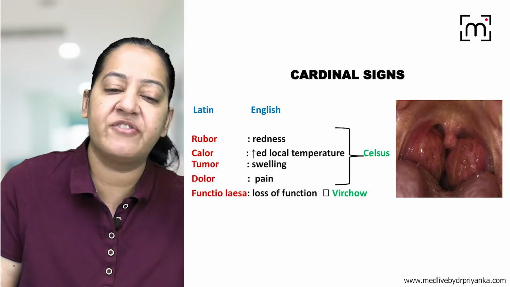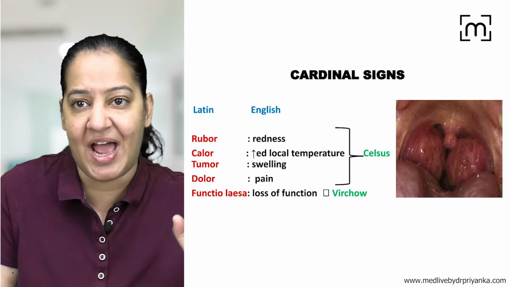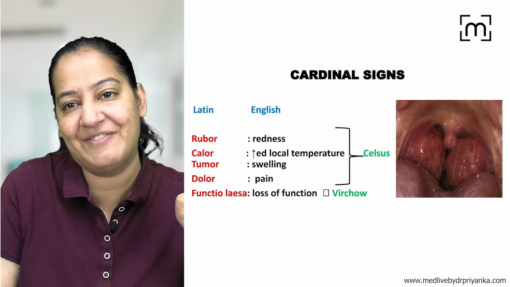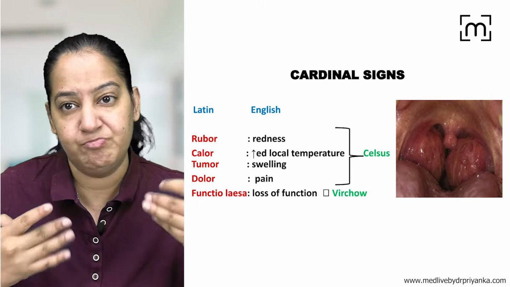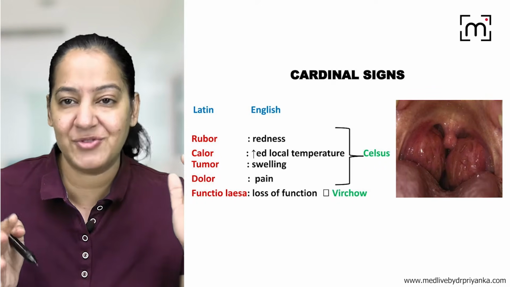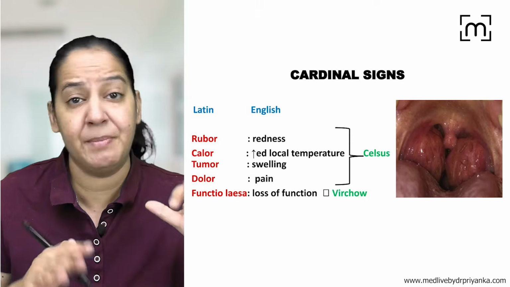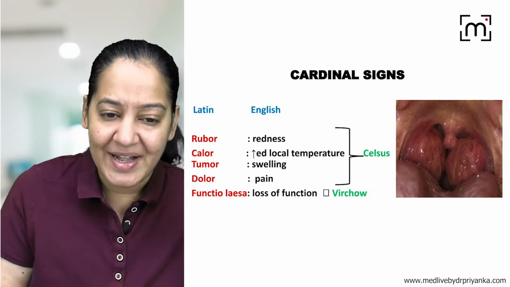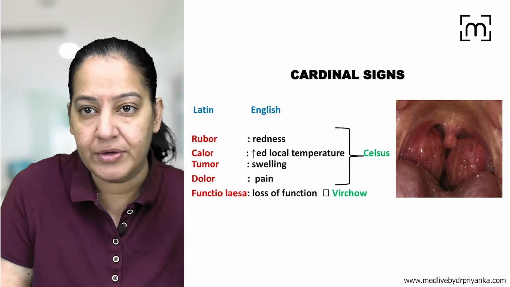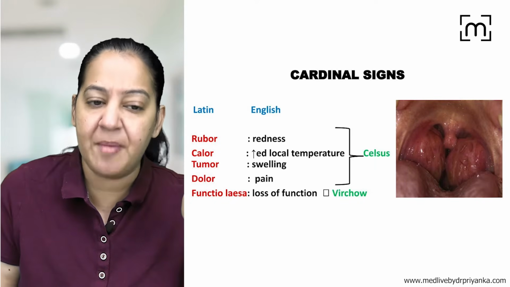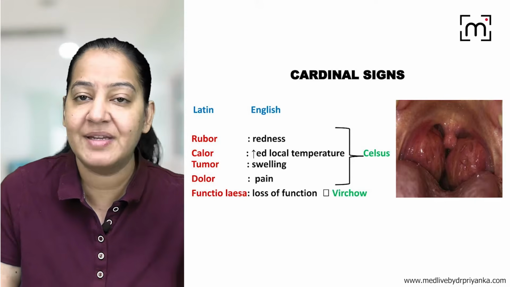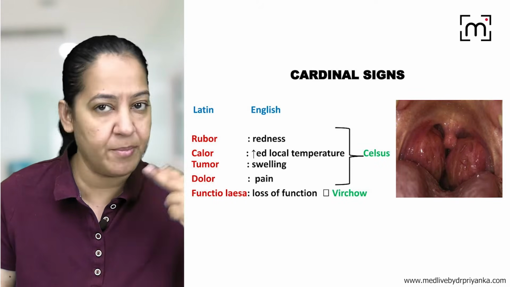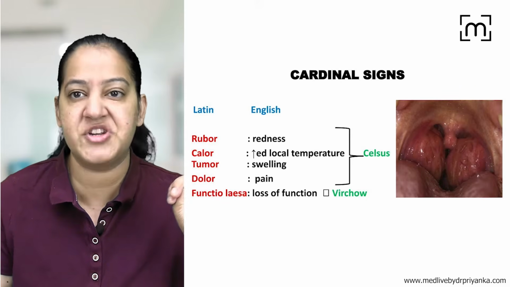So those are the 5 cardinal signs, but these are in English. In your exam, most of the questions are asked in Latin. Do you know Latin? I don't know Latin. So basically, you have to convert the English into Latin. We will learn these 5 cardinal signs in Latin. Redness in Latin is known as rubor. So learn rubor. Increased temperature is known as calor. Have you heard of the instrument calorimeter? The calorimeter is derived from calor, the instrument used to measure temperature.